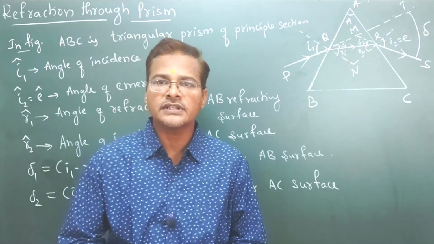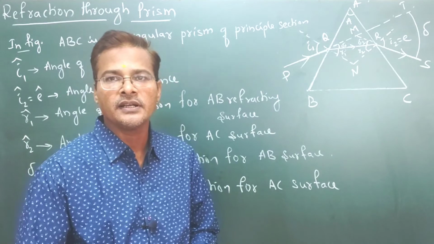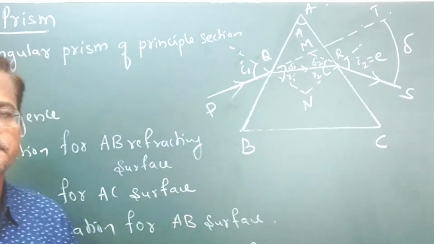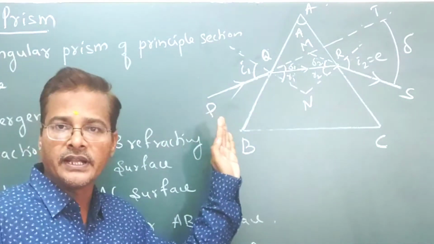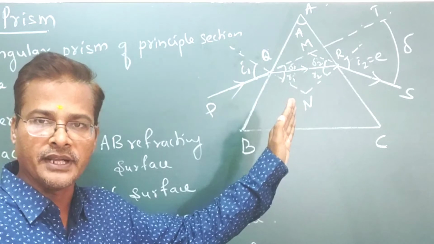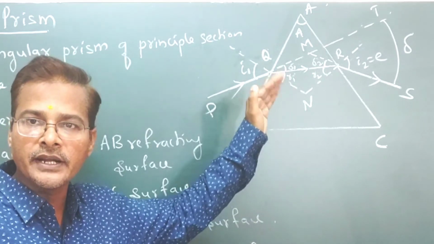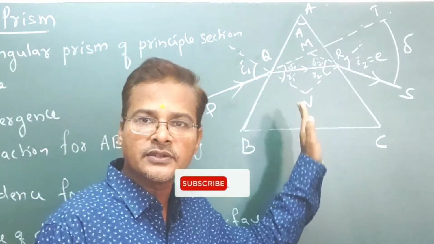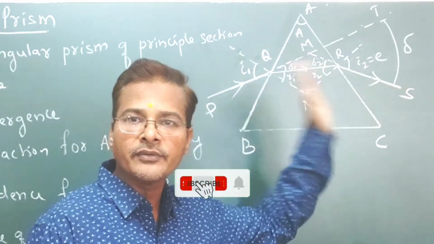Now here we are going to consider one principal section of the prism. So this ABC is the principal section of the prism. Here we are going to see that when a ray travels from a rarer medium to a denser medium, the ray will bend towards the normal. Again, when a ray passes from a denser to a rarer medium, it will be bent away from the normal.